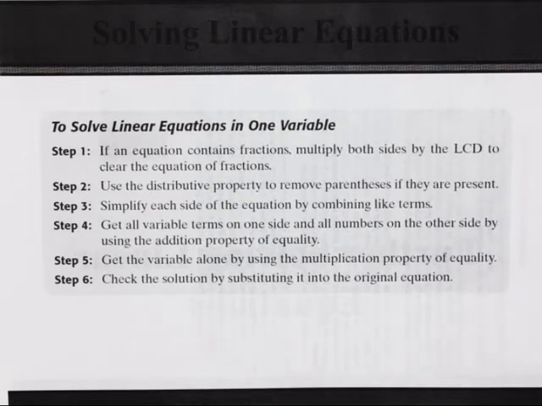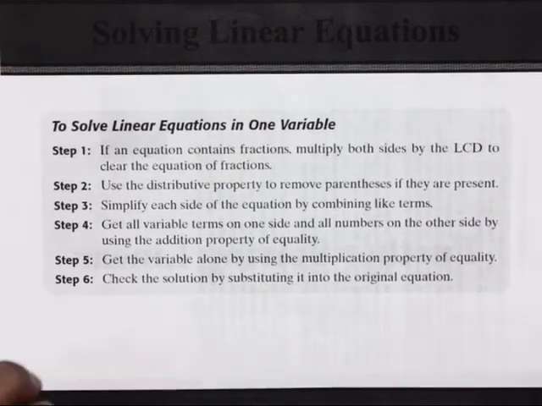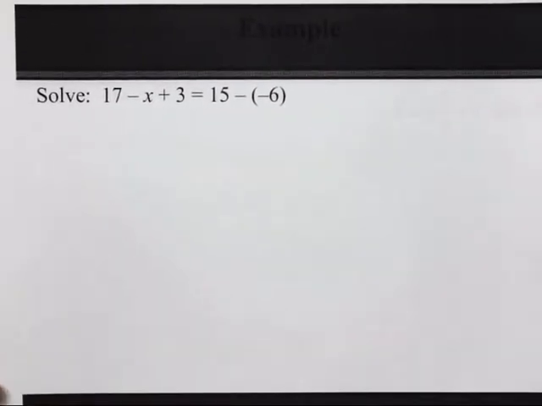Number 2, distribute if there's distributive property in the equation. Step 3, simplify, combine like terms. So we've stressed the need for simplifying before you solve. Step 4, use the addition and subtraction property to isolate the variable. Step 5, use the multiplication or division inverses to get the variable completely isolated. And then step 6, check the solution. So we've actually done the majority of these steps. So this will be reinforcing what we've already learned. Alright, so let's take a look at some examples here.